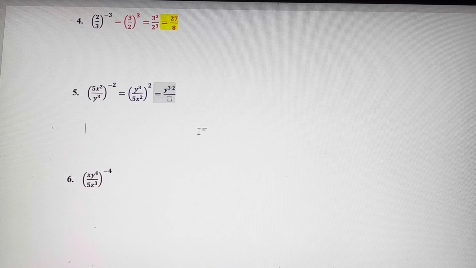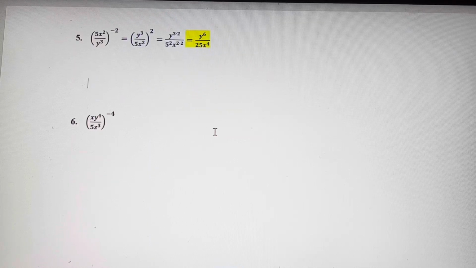So the numerator, I've got y to the 3 times 2. Remember, I have to multiply those exponents. In the denominator, I've got 5 squared and then x squared raised to the 2nd power. So I'm going to multiply those exponents. Now I'm going to clean it up here. In the numerator, I get y to the 6th. In the denominator, I get 25x to the 4th, and that's the answer.